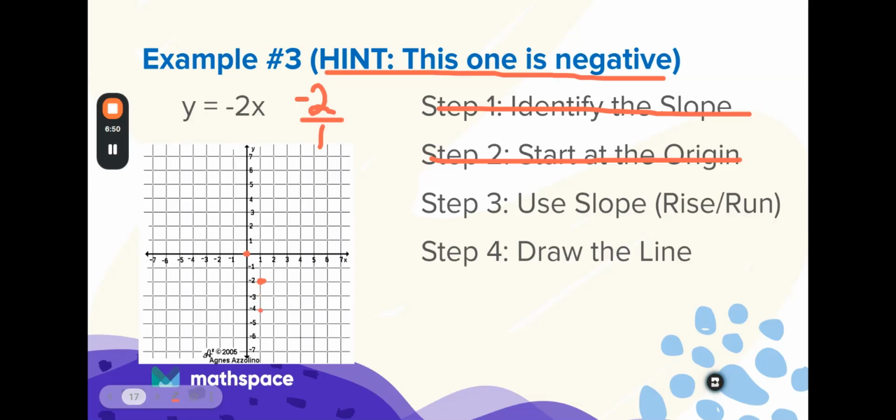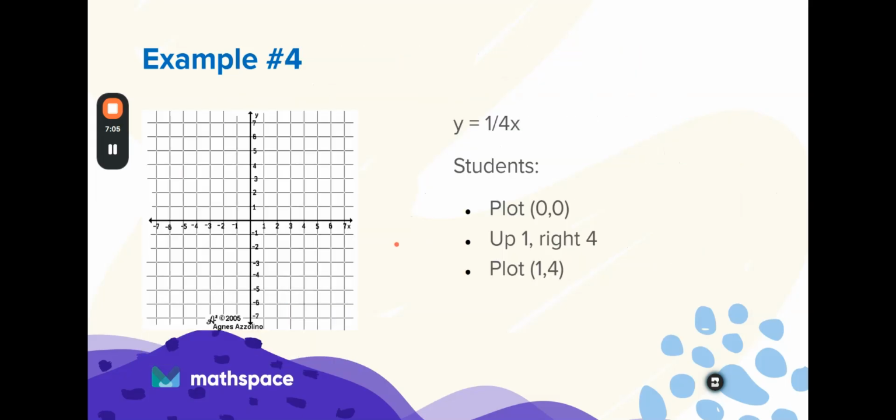1, 2, I went down because it's a negative 2, and then over to the right 1. All right, and then I would just connect the dots here. Man, this is too easy. Boom. And then I drew my line. I should just make step 3 and 4 combined. All right, this is all you're doing.